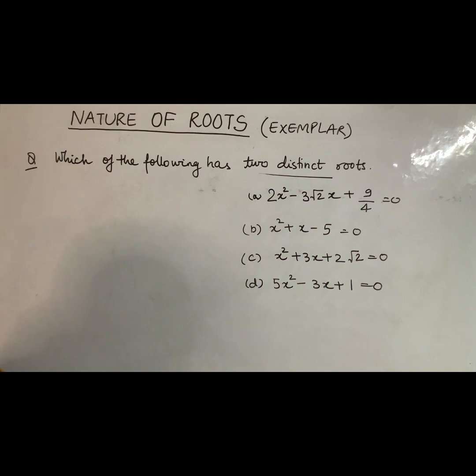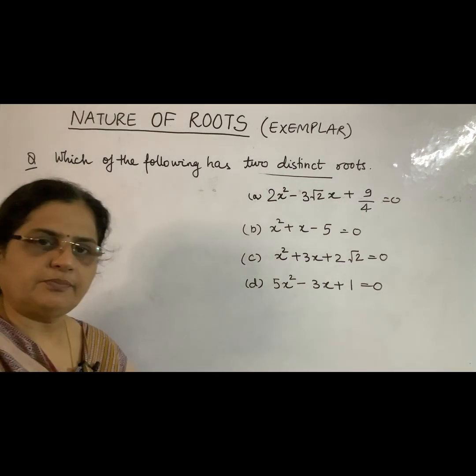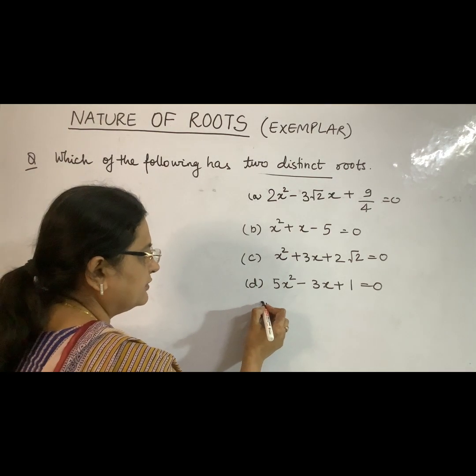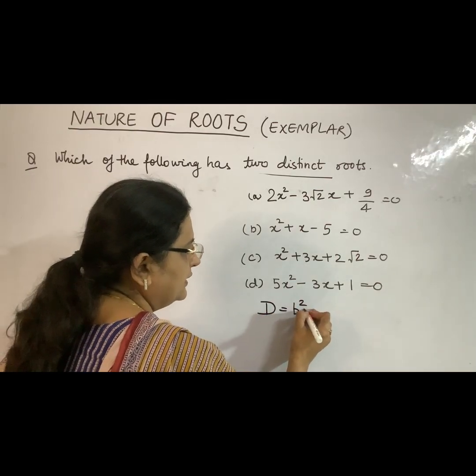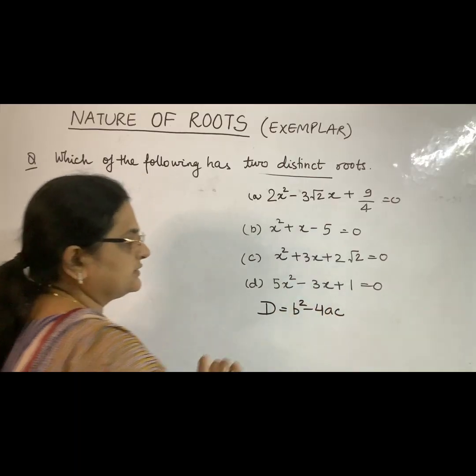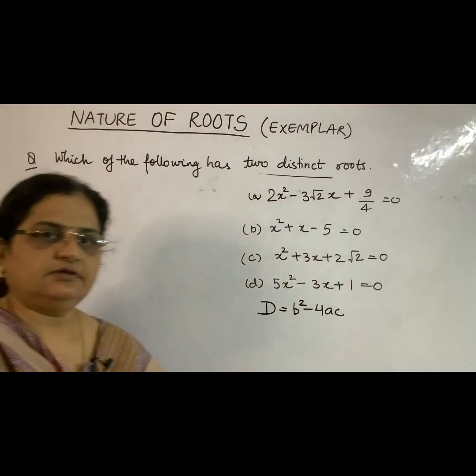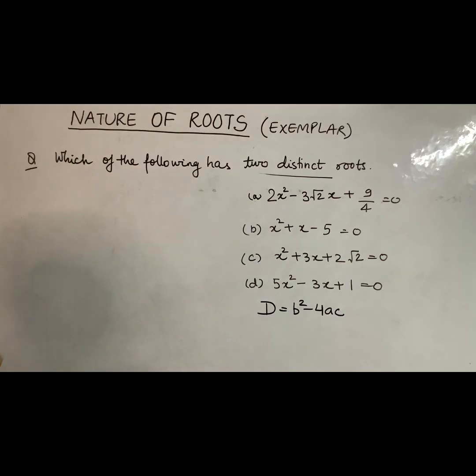So you are given four equations. What will be your thought process in the exam? You will find out the value of D. And what is the value of D according to the formula? B square minus 4AC.